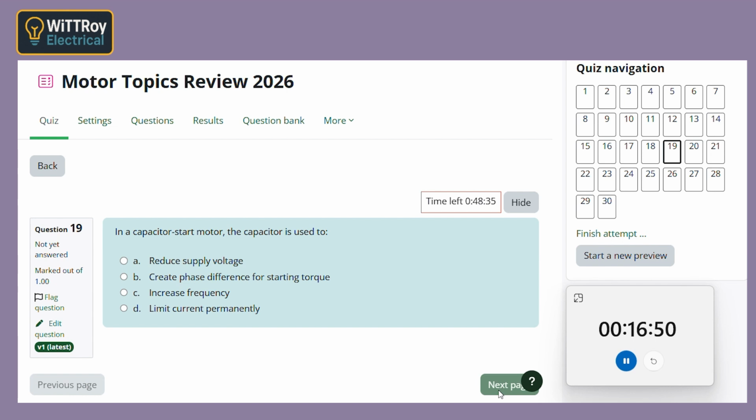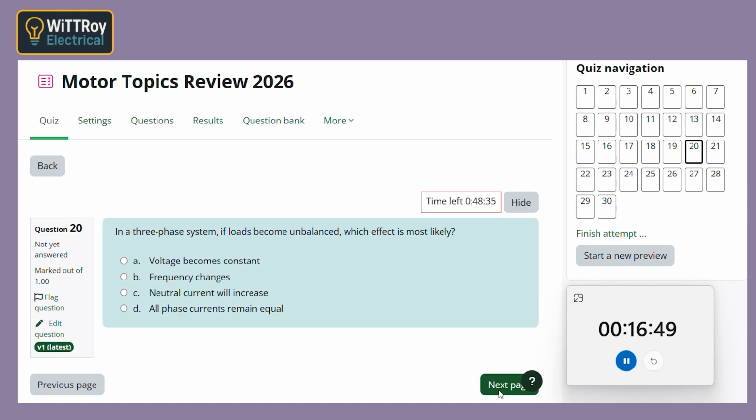That's the whole point. Why is "reduced supply voltage" wrong? Because the capacitor is not there as a voltage reducer. Its job is phase shift. "Increase frequency" is wrong because passive components like that do not change supply frequency. "Limit current permanently" is wrong because the starting capacitor is about creating starting conditions, not acting as a permanent current limiter.